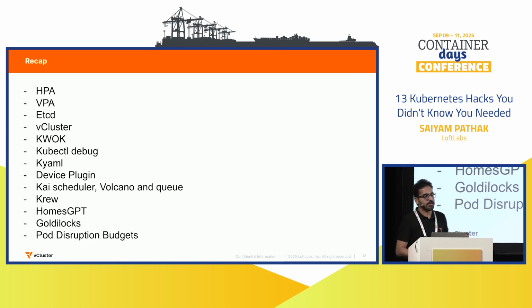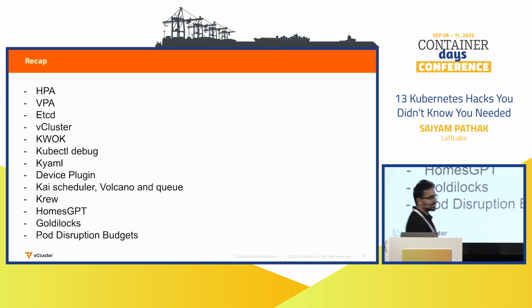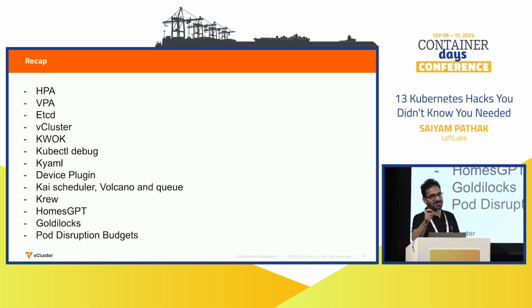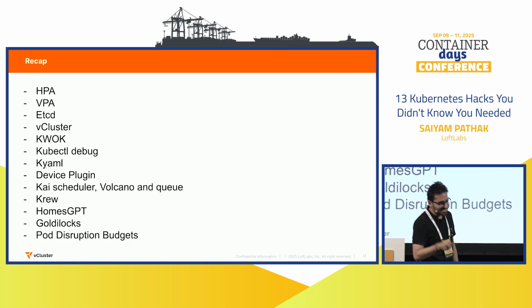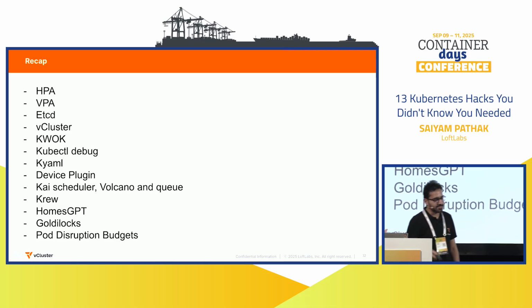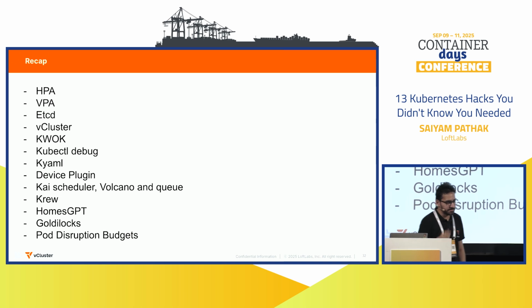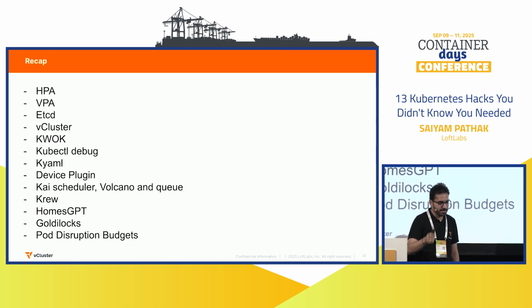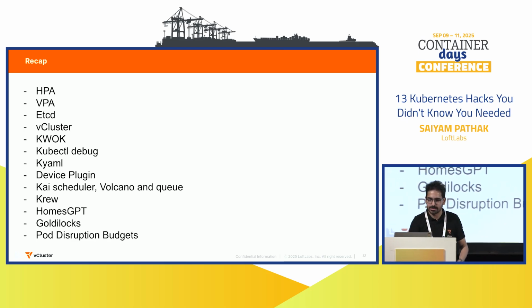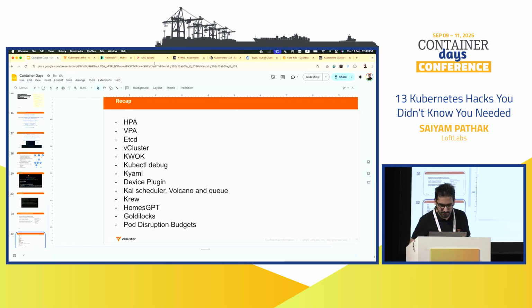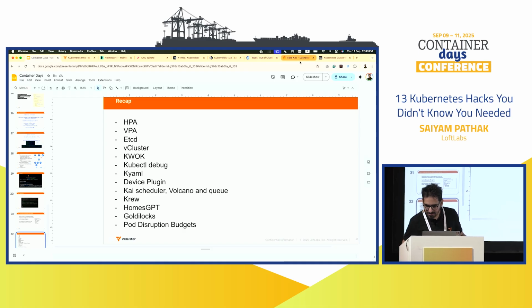So, recap: what did we discuss today? You can count, there are 13. It was very difficult to get these 13 in. You had HPA, VPA, etcd. We talked about vCluster, KWOK, kubectl debug, YAML, KYAML, device plugin, Kai scheduler, Volcano, Kueue, HolmesGPT, Goldilocks, and pod disruption budget. I don't know if there is anything else. Yeah, these are the ones.